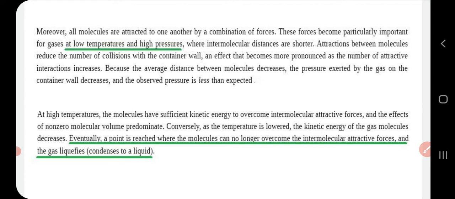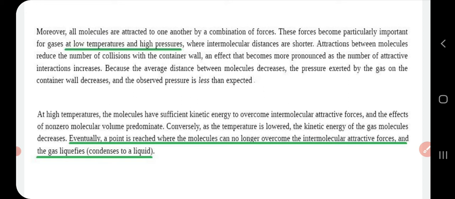Now, another thing is that all molecules are attracted to one another by a combination of forces, and these attractive forces become significant at low temperature and high pressure, where intermolecular distances are shorter. Now, attraction between molecules will reduce the number of collisions. Then the average distance between molecules decreases. So the pressure exerted by the gas in the container will decrease, and hence the pressure will be much less than we expect. So this paragraph actually deals with the effect of temperature and pressure on the intermolecular forces.